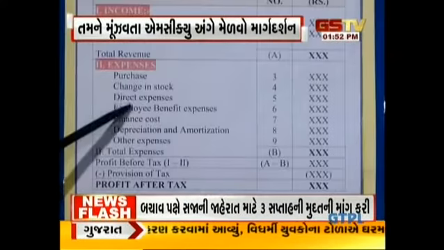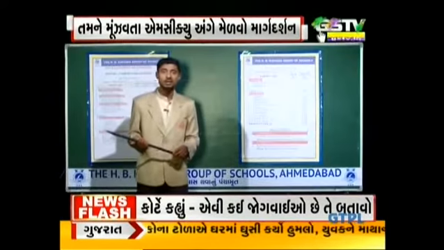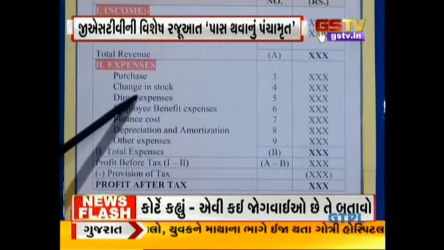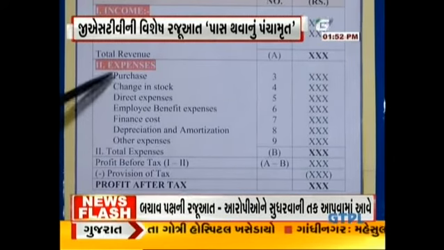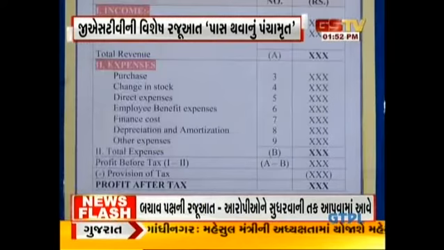Okay. Third is direct expenses which are related to purchase and factory. Carriage inward, wages, etc. are written over here. So these 3 are the trading account expenses. Now these 4 expenses are profit and loss account expenses.